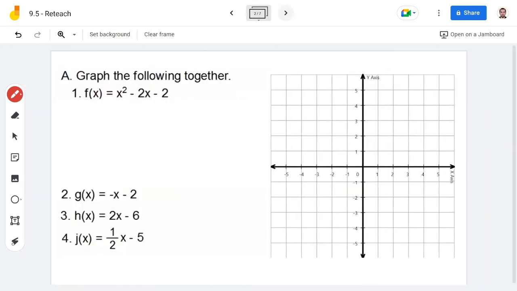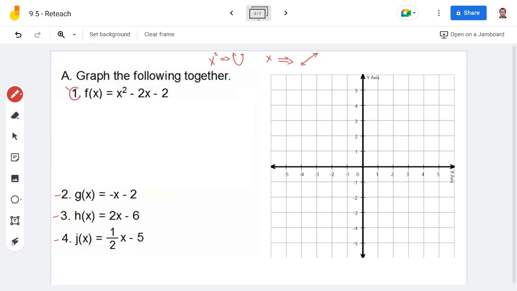Now, graph the following together. First, we have quadratic functions. We have this one is a straight line, this is a straight line, this is a straight line. And you know that when x is squared, this is a parabola, so it should look like this. And if it's only x, it looks like only a straight line. Okay, just keep it in your mind. Now, let's start graphing this one.